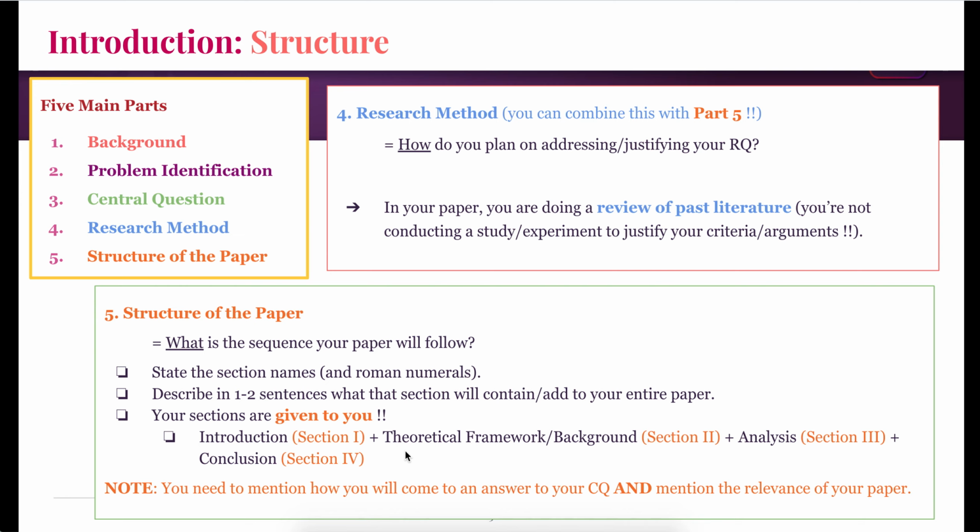So how are you going to approach answering your central question that you already mentioned, and also mention why this paper that you're writing is relevant. Why are you answering this question specifically? What is it going to add to the conversation? Things like that. That's also an important thing that you should mention briefly in your introduction.